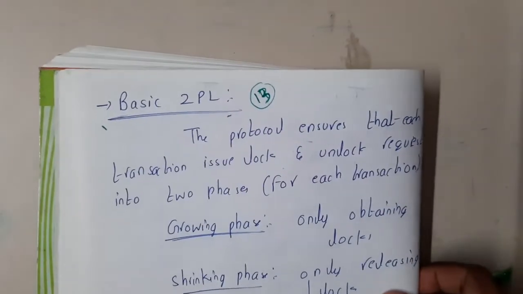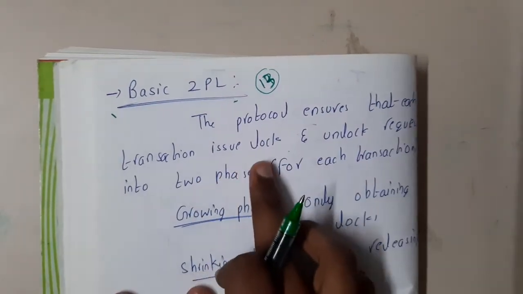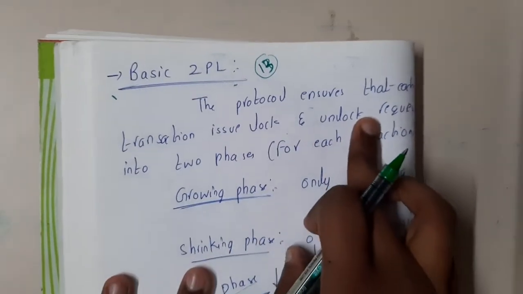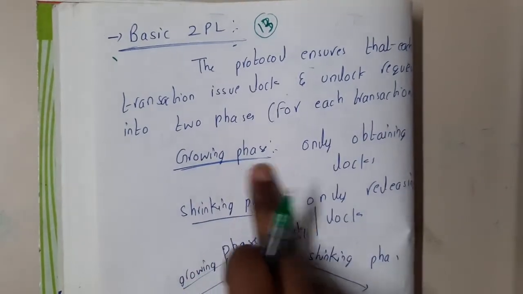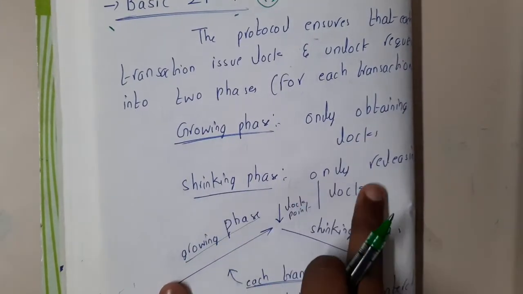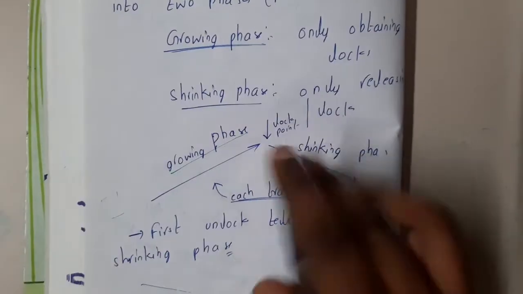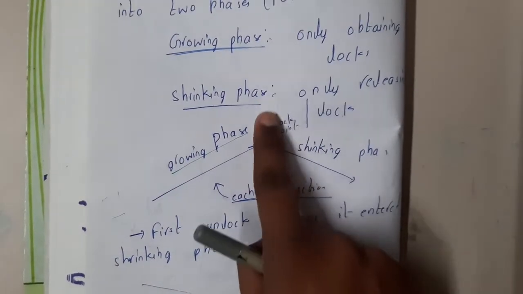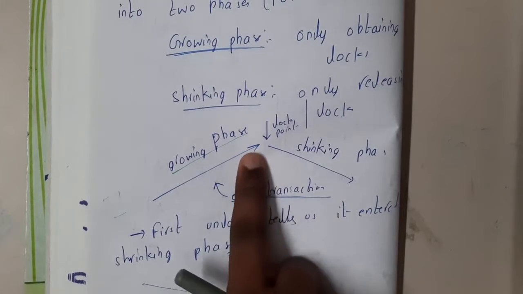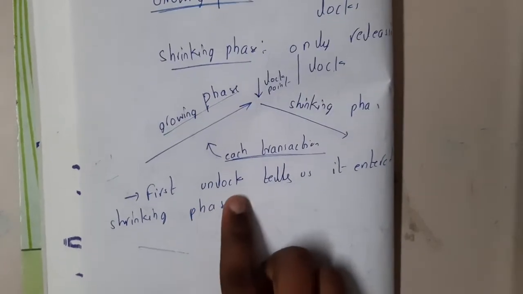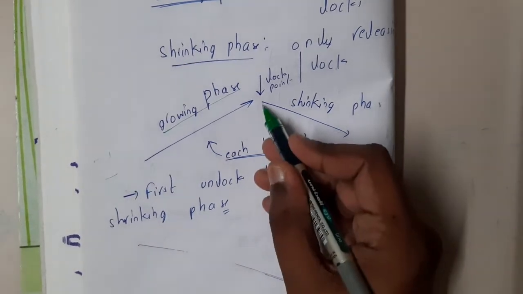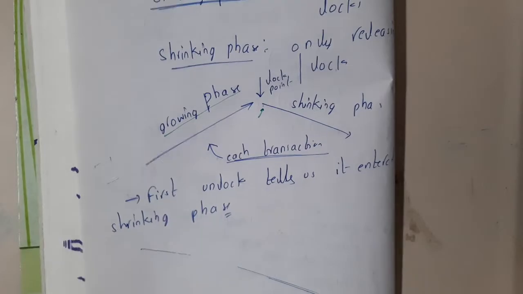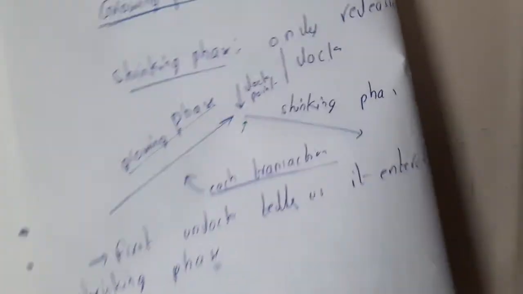Now let us go through the definitions. The protocol ensures that each transaction issues lock and unlock requests in two phases. In the growing phase, a transaction only obtains locks; in the shrinking phase, it only releases locks. The exact point where it starts shrinking is the lock point. The first unlock tells us it has entered the shrinking phase. Some students may ask how we know it is in the shrinking phase: once you start unlocking, it is the shrinking phase.